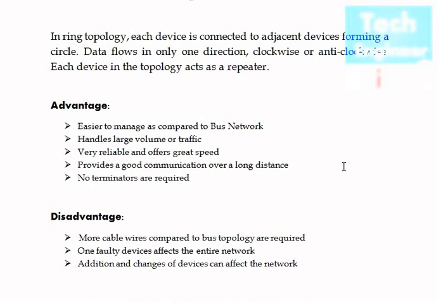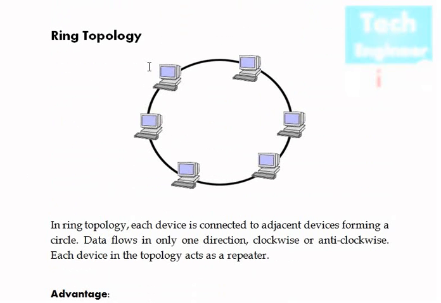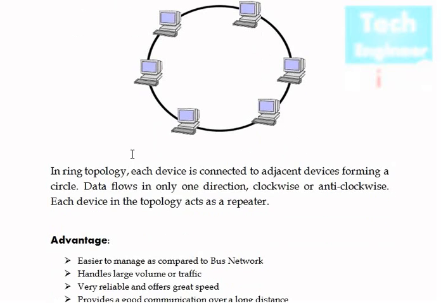The advantages are that it is easier to manage as compared to a bus network, handles a large volume of traffic, is very reliable and offers great speed, provides good communication over long distance, and no terminators are required. Why great speed? Because there is no congestion. A device can connect in both anti-clockwise and clockwise directions simultaneously. That's the reason it offers great speed. If a packet is not able to move clockwise, it moves anti-clockwise. So that's the reason ring topology is very advantageous.